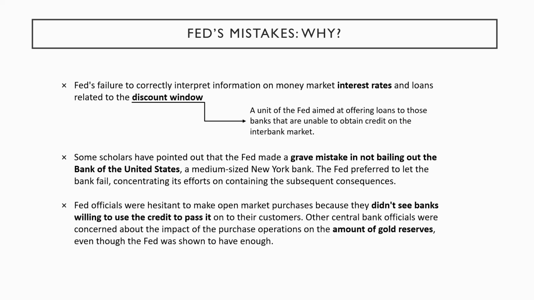Fed officials were hesitant to make open market purchases because they didn't see banks willing to use the credit to pass it on to their customers. Other central bank officials were concerned about the impact of the purchase operations on the amount of gold reserves, even though the Fed was shown to have enough.